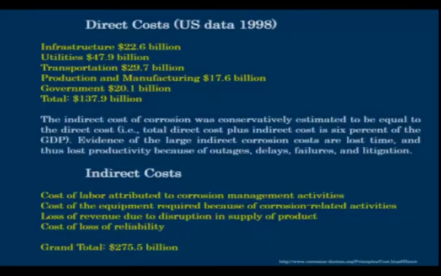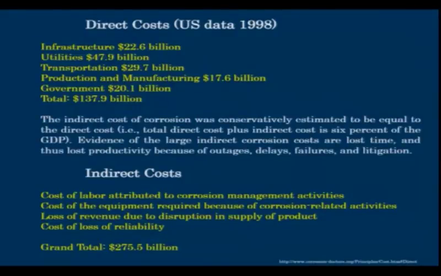You have to throw that particular bogie, and it is a loss of money. Then production and manufacturing, around 17.6 billion, government expenditure 20.1 billion, total around 137.9 billion.